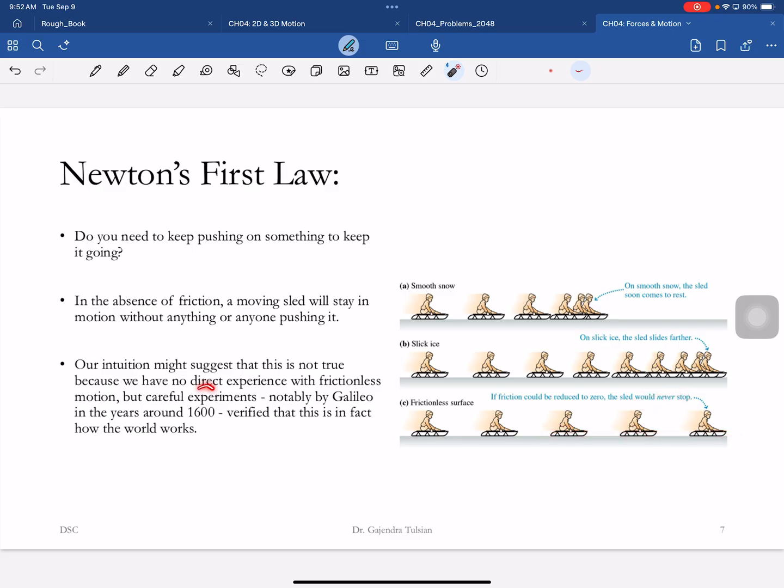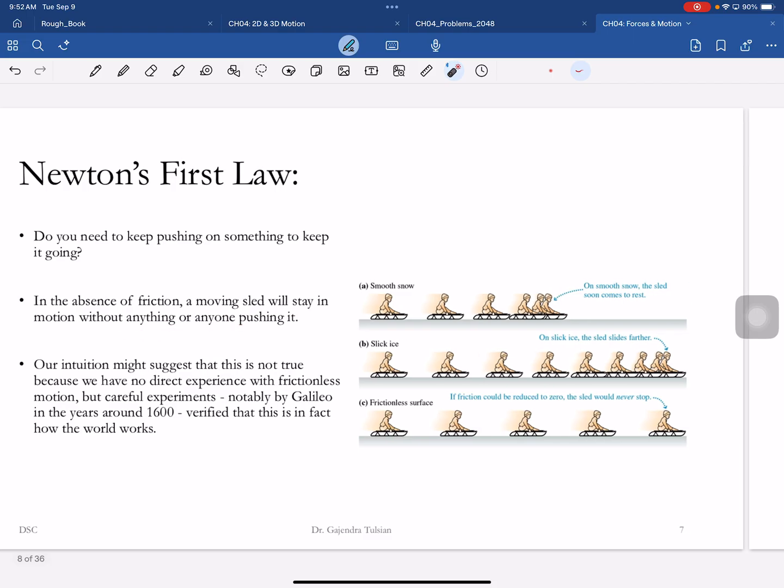And Mr. Galileo was the first one who sort of demonstrated this back in the 1600s. What he did was, we can't eliminate friction in everyday life. So he kept reducing friction on objects, and he eventually realized that if the friction were 0, then an object would keep moving forever. In the absence of friction, a moving sled will stay in motion without anything or anyone pushing it.